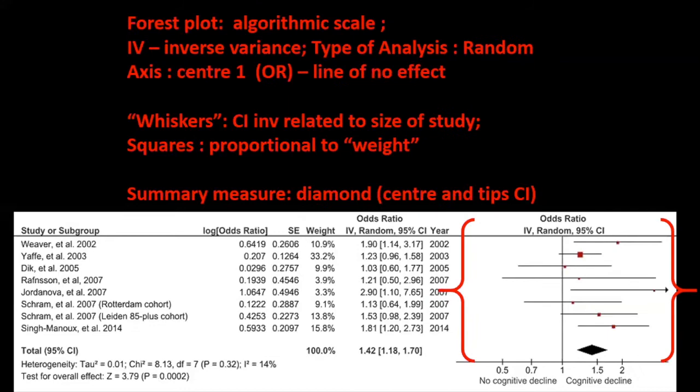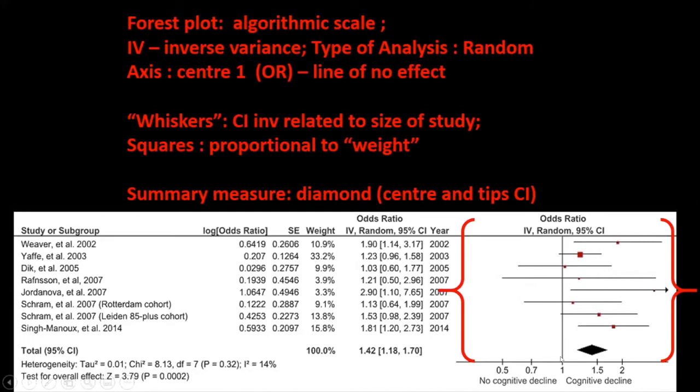Right. And then the forest plot. It's called a forest because it looks like trees with leaves, and hence the word forest. It's on a logarithmic scale. IV means that we have used inverse variance for each study. And the type of analysis is a random effects model analysis. Okay, so now they have to analyze the variation among each study. The OR, because it's an odds ratio, is going through one.